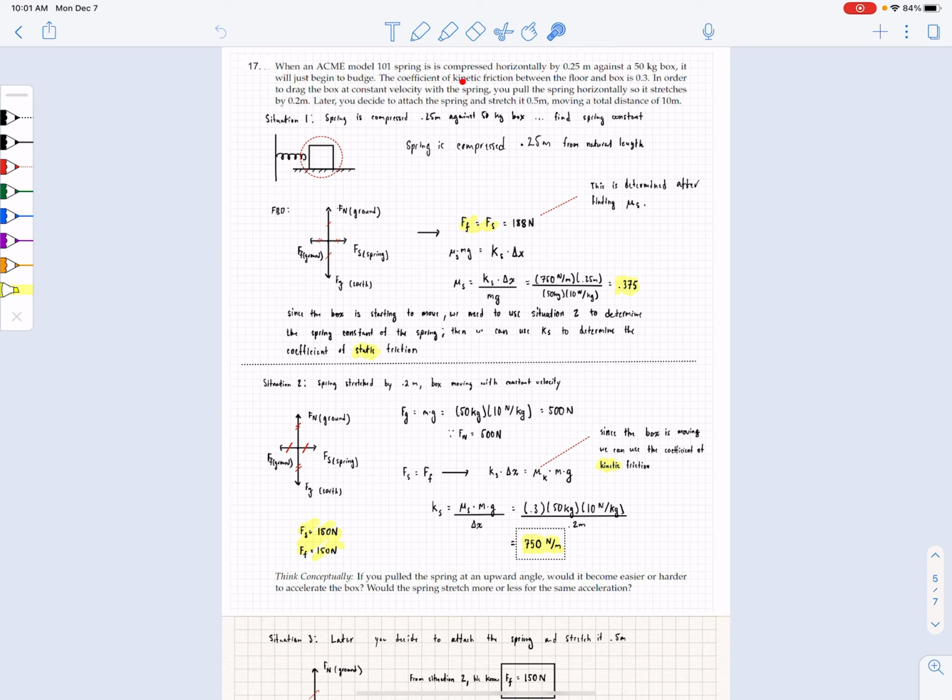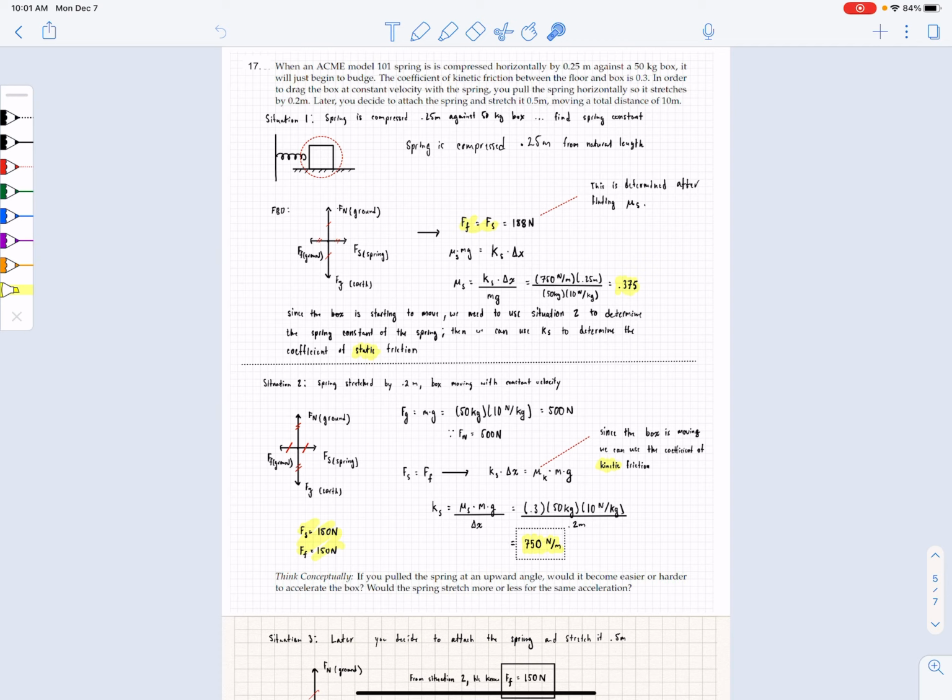The coefficient of kinetic friction between the floor and the box is 0.3. Remember, there's a distinction between the coefficient of kinetic friction and the coefficient of static friction. And so we're given the coefficient of kinetic friction, which is the coefficient of friction that we would use when the box is in motion relative to the floor. And that value is 0.3. We do not know the coefficient of static friction, so that's something that we're going to have to look for.